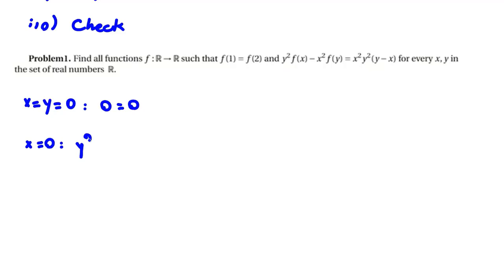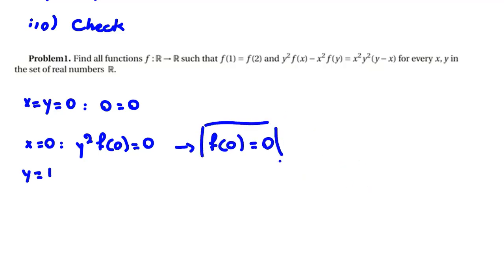Left side will be what? y squared f of 0 minus 0 equals 0. y can be any number. For example, you can say y equals 1. Then if you replace y with 1, f of 0 equals 0. So that's the first result that we've reached.